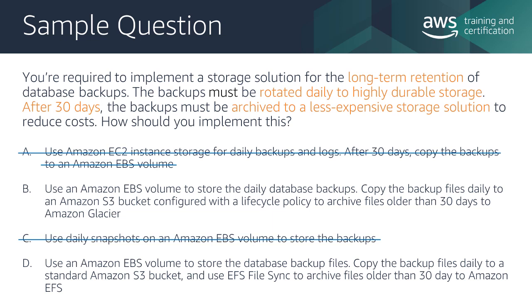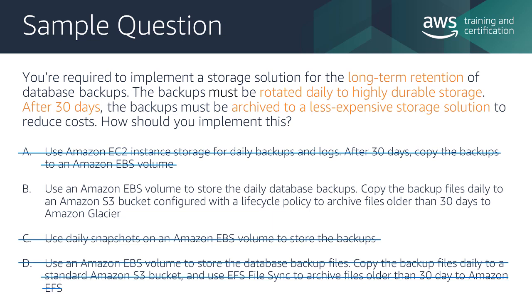Use EBS to store daily database backup files, copy backup files to S3, and then option D goes off the rails. Use EFS file sync to archive files older than 30 days to EFS. EFS file sync does not transfer files from S3 to EFS. And even if it could, EFS is more expensive than S3 in the first place, even if you're using one zone infrequent access. The correct option is option B.